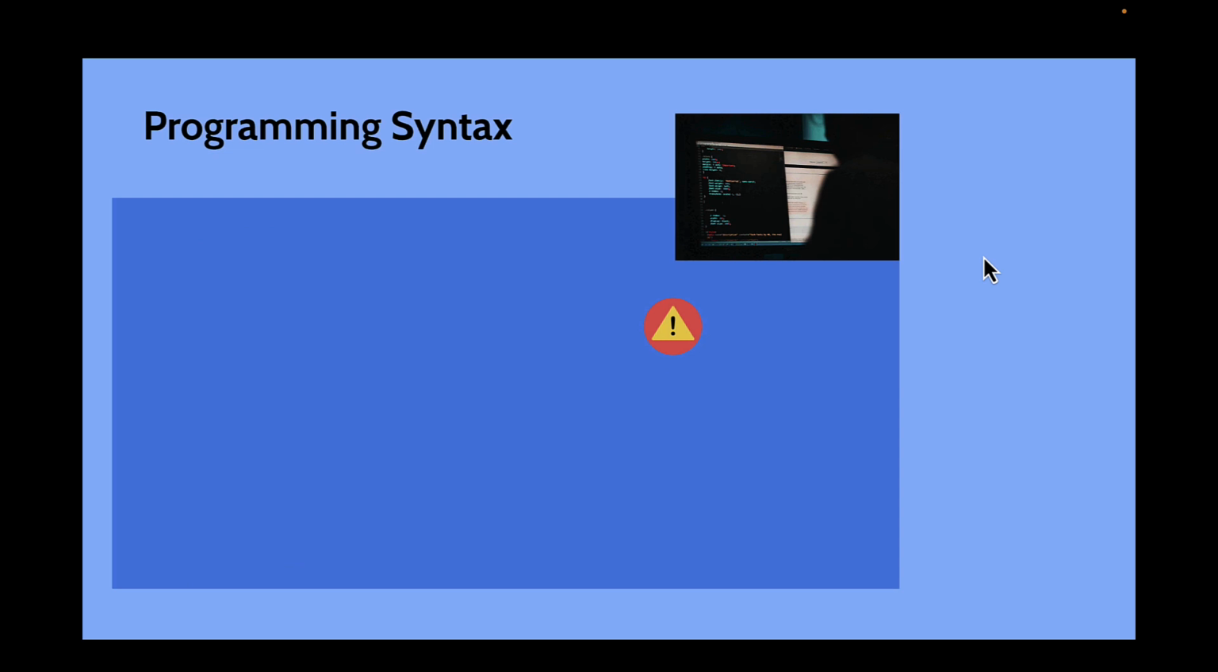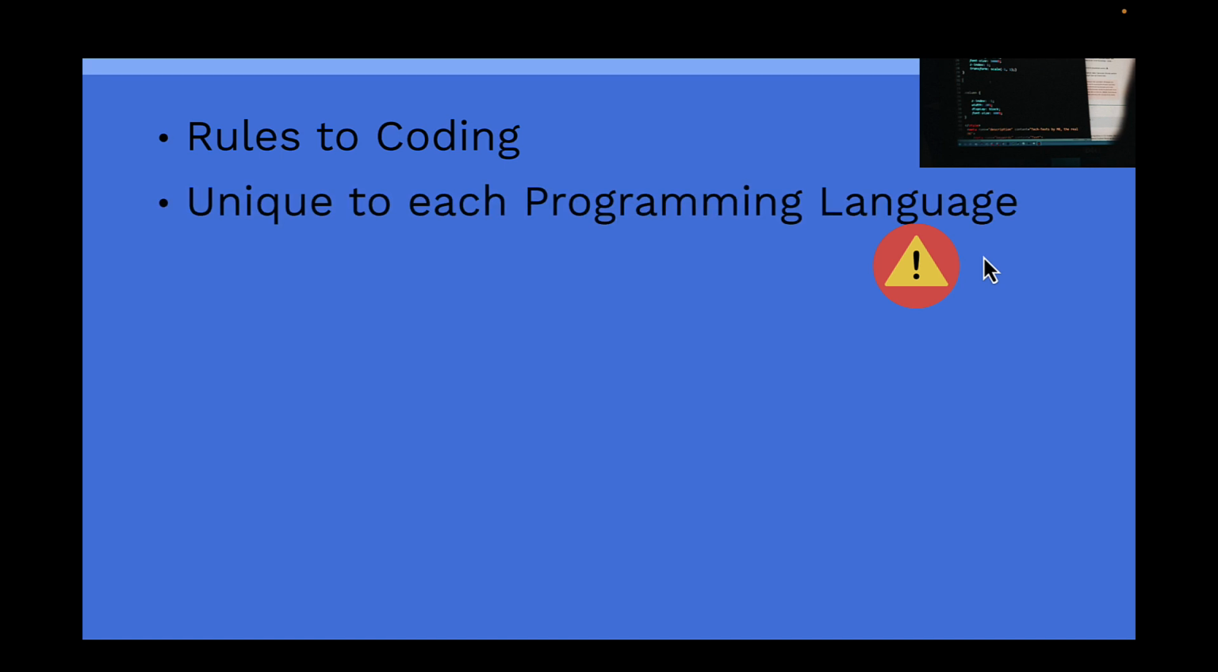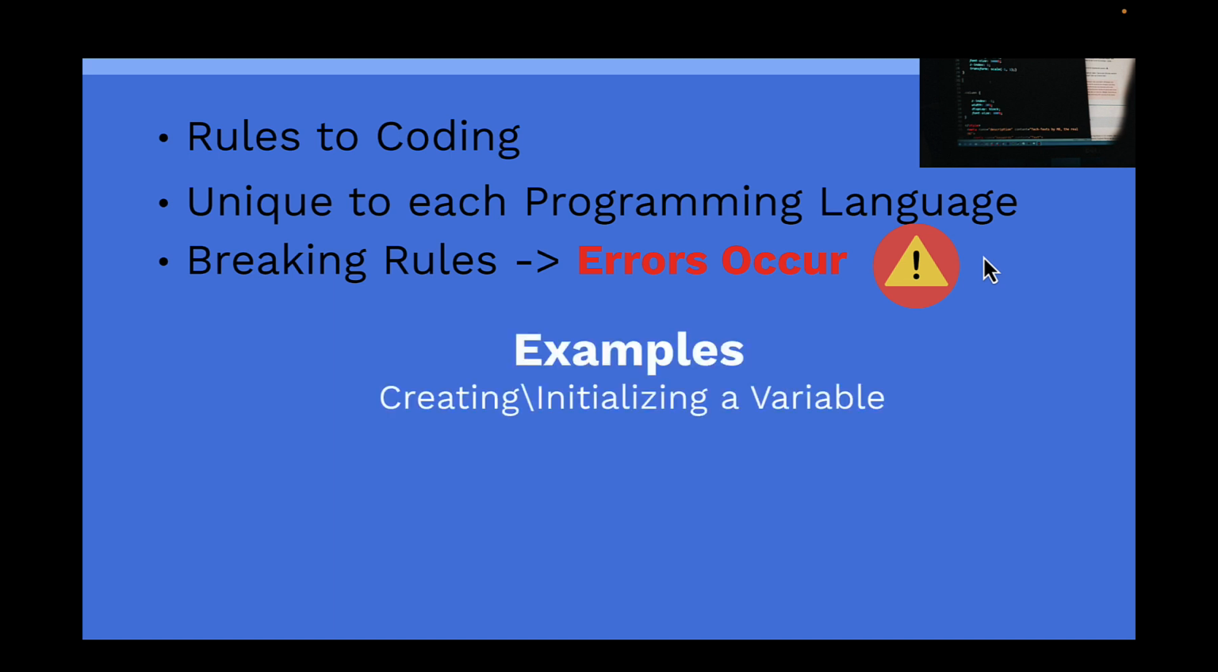So if we look at syntax in greater detail, syntax is going to be the rules to coding for that particular language. And again, it's going to be unique to that language. Now, if you break the rules, errors will definitely occur. Now, here are some examples of different languages and how to initialize a variable.